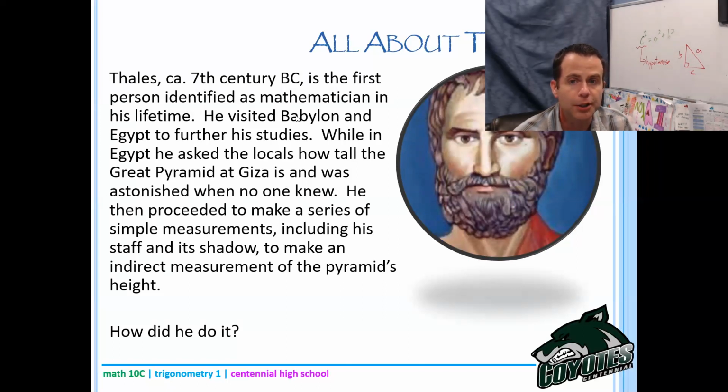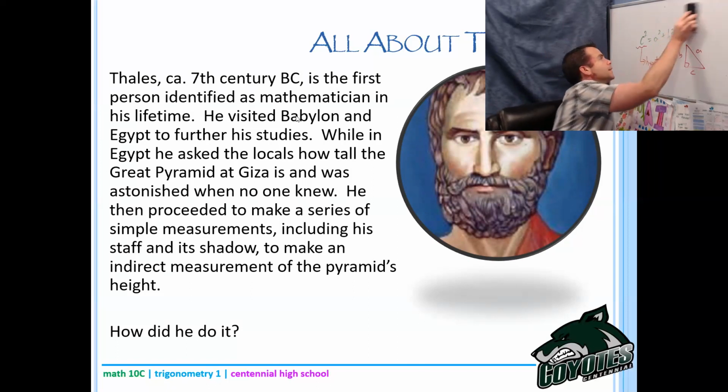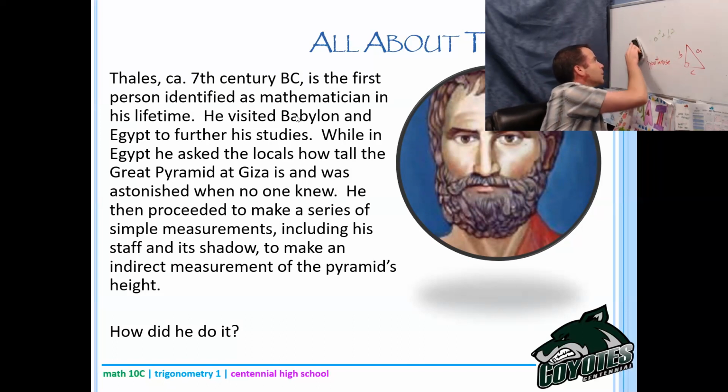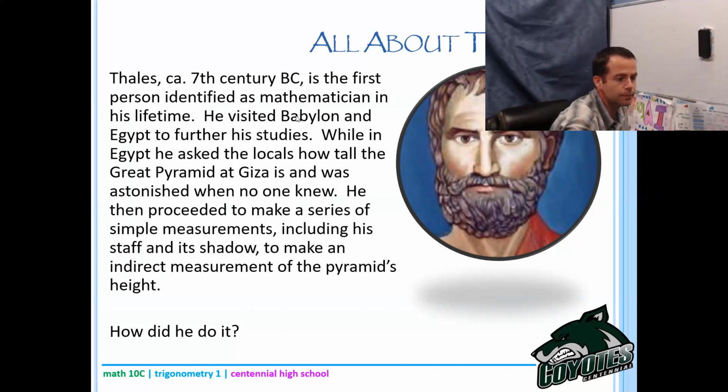While in Egypt, he asked the locals how tall the Great Pyramid at Giza was, and he was astonished when no one knew. He then proceeded to make a series of simple measurements, including his staff and its shadow, to make an indirect measurement about the pyramid's height. How did he do it? Well, what can you do with your staff and its shadow? Well, here's his staff, and here's his shadow.